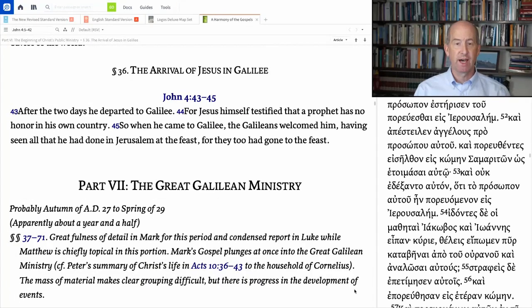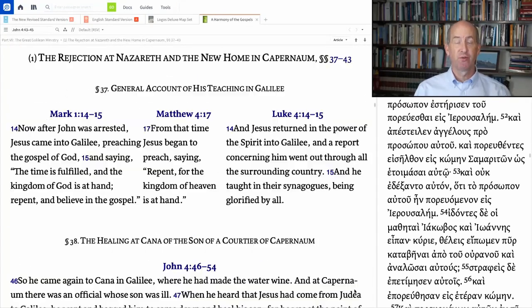Jesus arrives in Galilee, and the harmonizer follows with all three synoptic accounts of Jesus going to Galilee. Now, in the Synoptics, he does that right after the wilderness. There's no trip to Jerusalem in the middle to clear the temple. There's no conversation with Nicodemus. So in a harmony, you don't get the sense that these events, Jesus going to Galilee, are directly following his temptations.